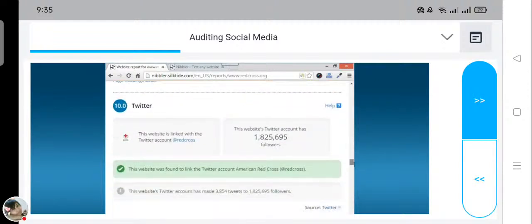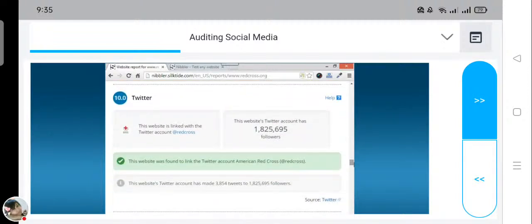And so I'm just giving you an idea of how a tool can dig into a particular organization and begin to give them metrics that they can use. If you look, they give them a 10 on Twitter.